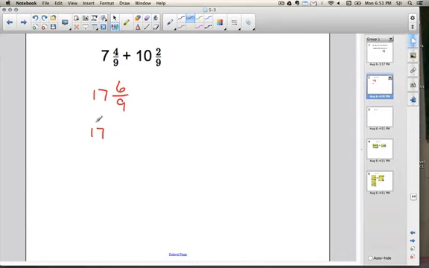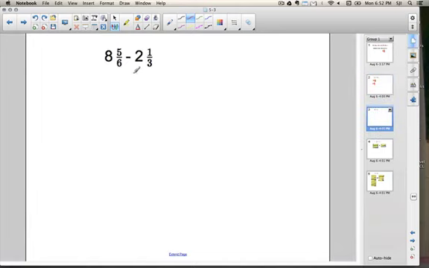The whole number part's going to stay the same. So how many times does 3 go into 6? It goes in twice. And how many times does 3 go into 9? It goes in 3 times. So when you're adding mixed numbers like this, you can add the whole numbers together, and then you add the numerators together, and then since we already have the same denominator of 9, we just bring that down, and then we simplify.